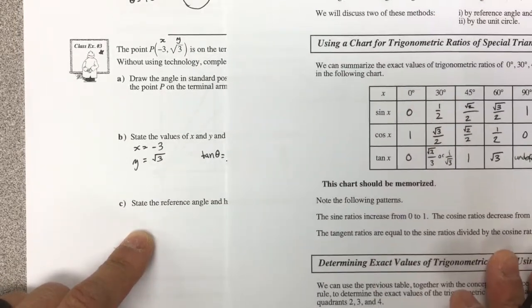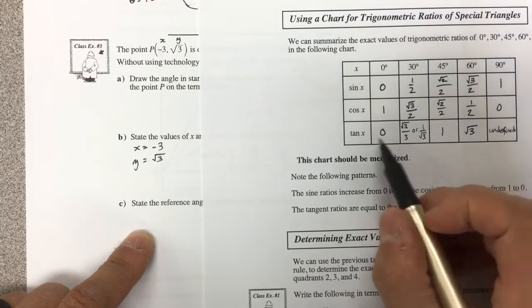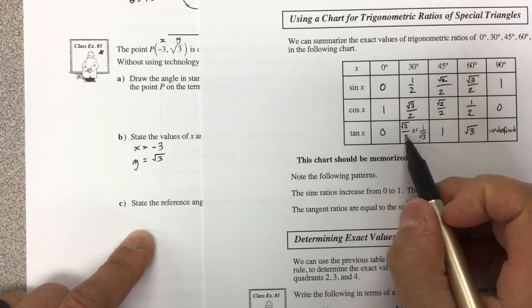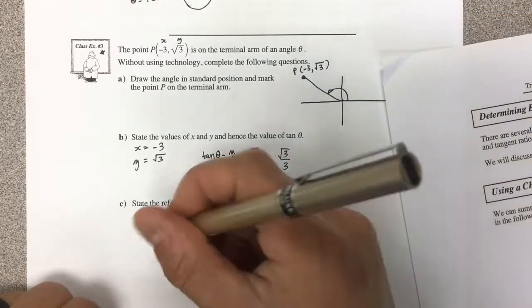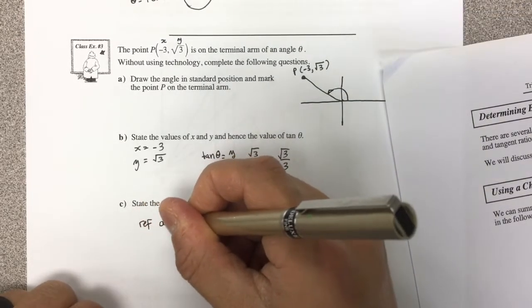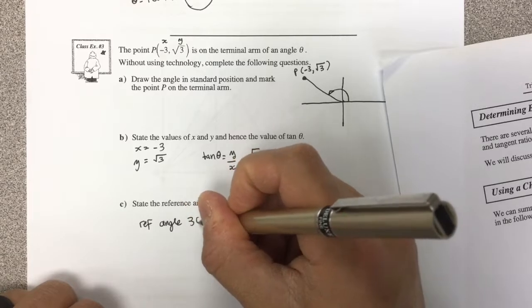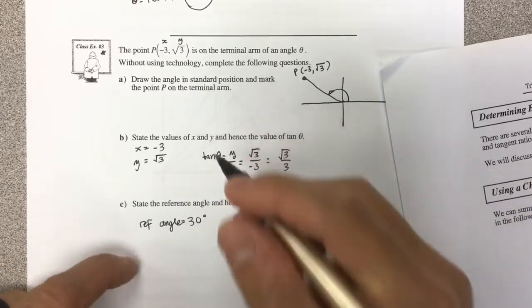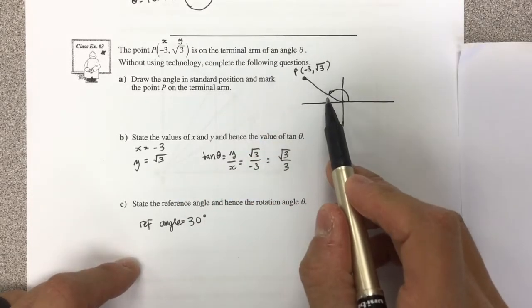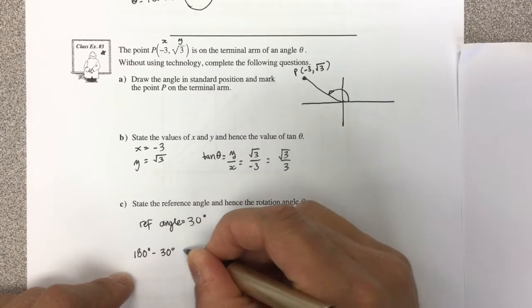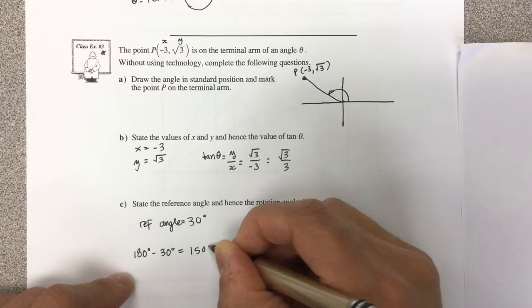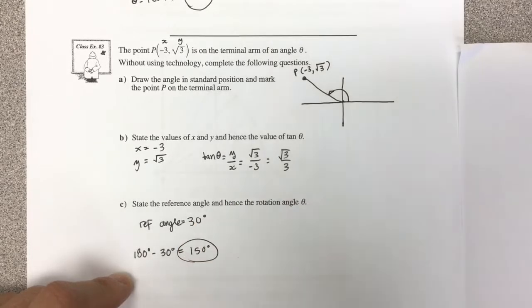So this is where I want to use my chart. And if I look at, again, where √3 over 3 was for tan theta, that was at 30 degrees. So my reference angle was 30 degrees. And the actual rotation angle at this point would be 180 degrees subtract my reference angle, which is going to be a 150 degree rotation angle.